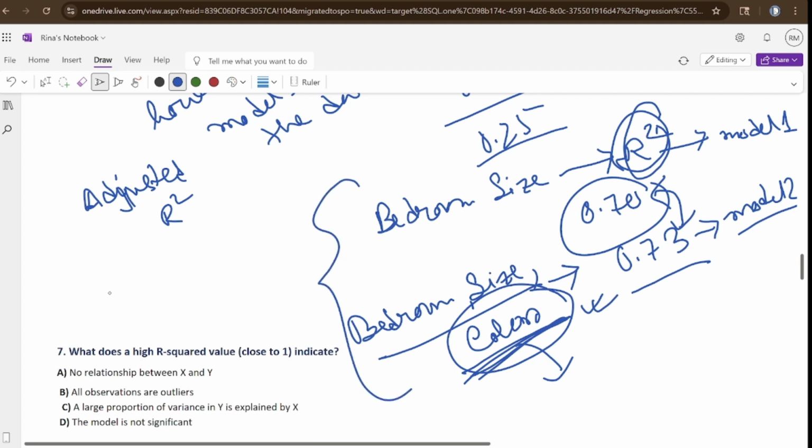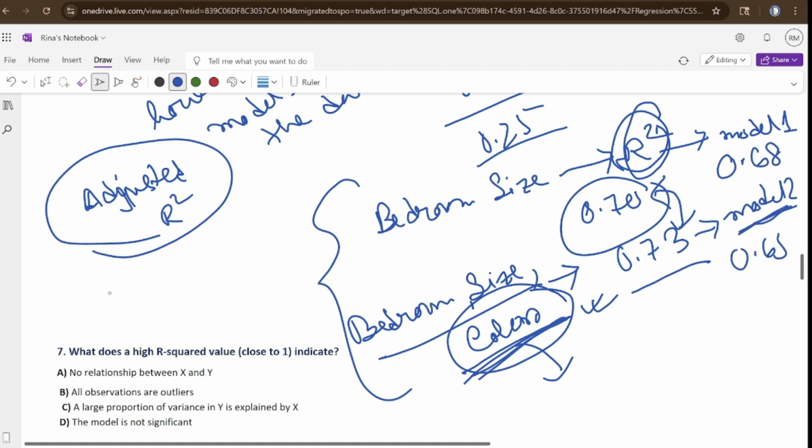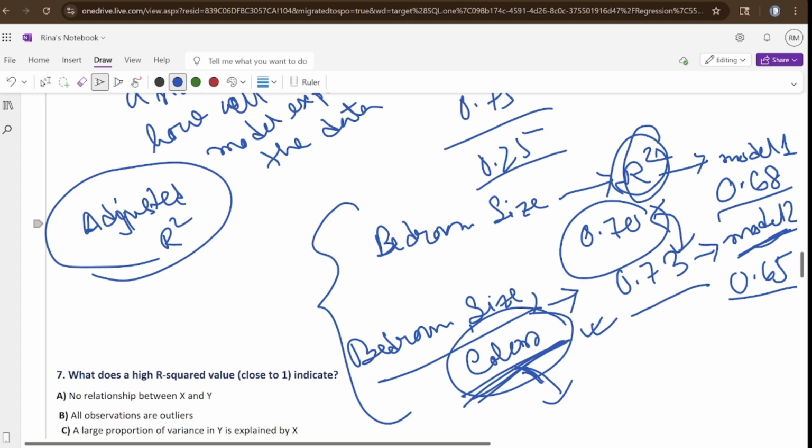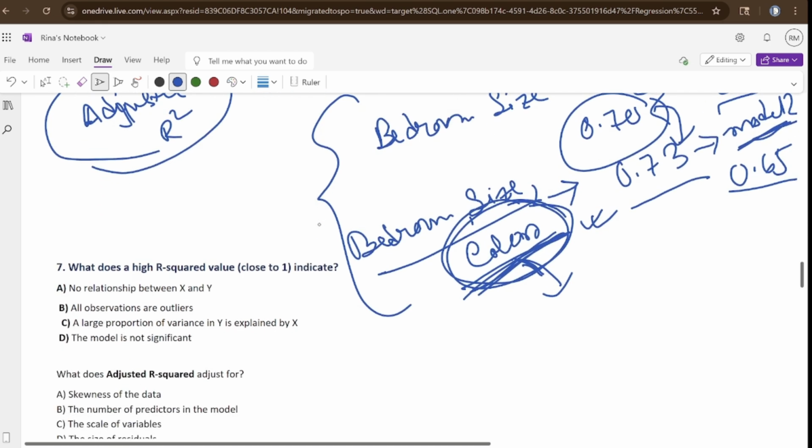Now to solve this problem, one concept came that is called adjusted R square. For adjusted R square, if it is 0.68 for model 1, for model 2 it will become 0.65. So it will be able to explain that you have added something which is not necessary, which is not useful at all. Okay, clear? So the difference is that R square cannot tell you whether the extra added column is important or not, but adjusted R square can. That is why we try to calculate adjusted R square.